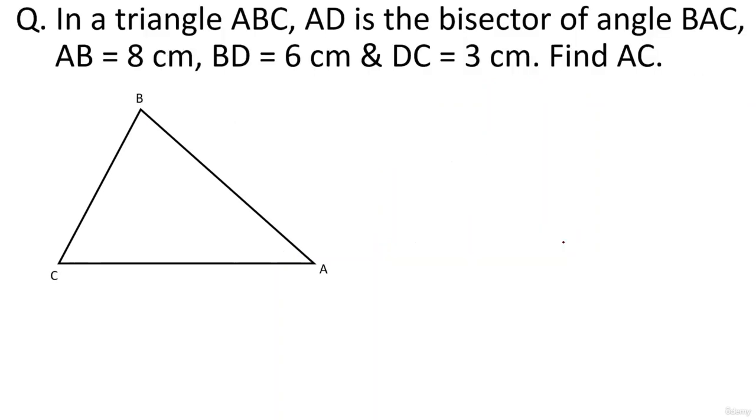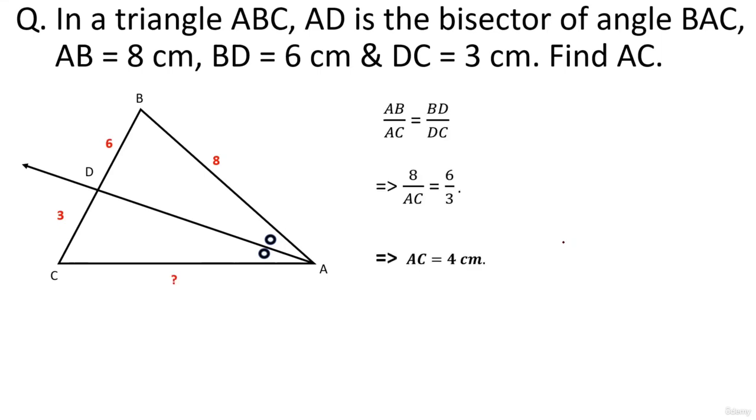Let's solve a question based on this, guys. In a triangle ABC, AD is the bisector of angle BAC. If AB is 8, BD is 6 centimeters and DC is 3 centimeters, find AC. Very simple question, guys. I draw the angle bisector AD here. In this case, BD is given as 6, AB is given as 8, and CD is given as 3. Apply the angle bisector theorem. As simple as that. You get the answer 4 in one step.